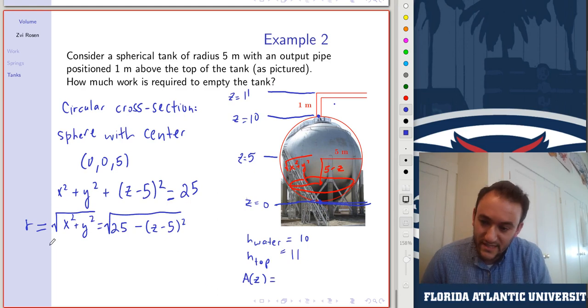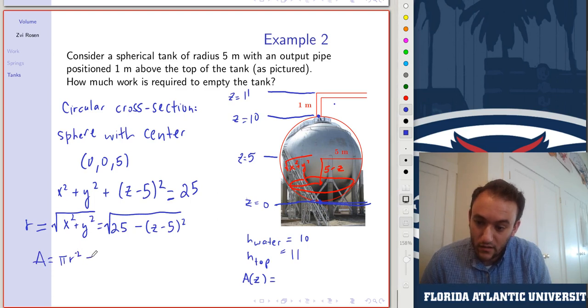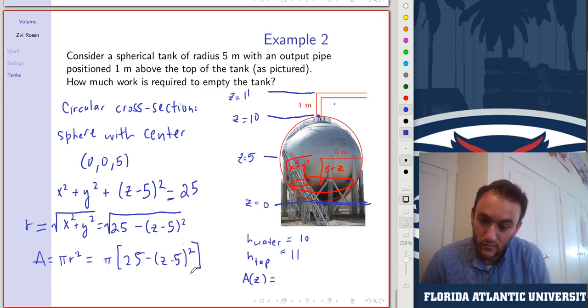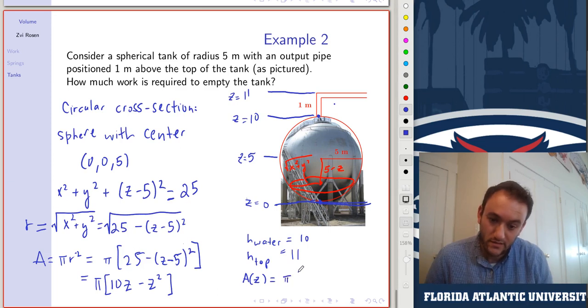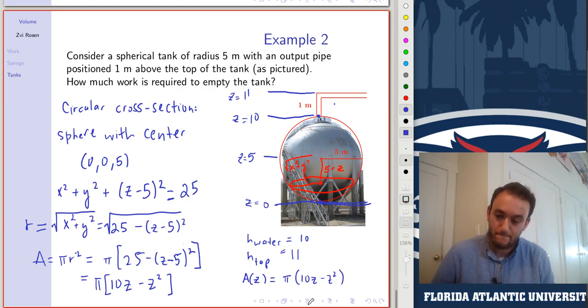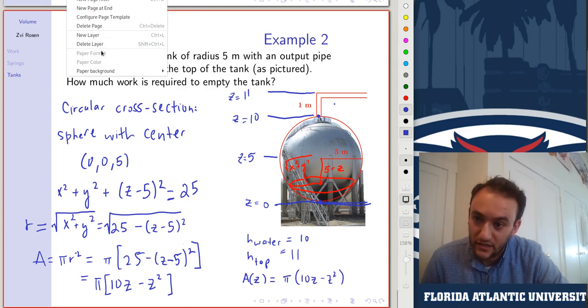Given that that's the radius, the area will be pi r squared, or pi times 25 minus (z minus 5) squared. To simplify that a little bit, the 25's cancel, and we're left with pi times 10z minus z squared. Okay, let's make a new page to finish out the integral.